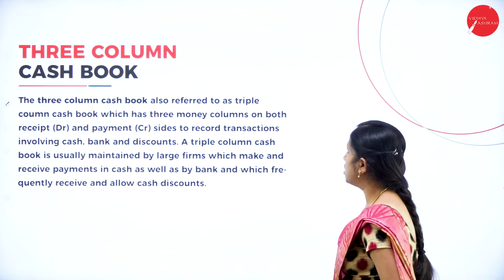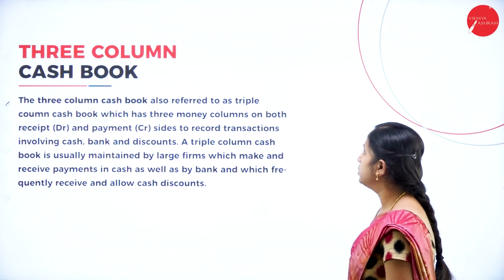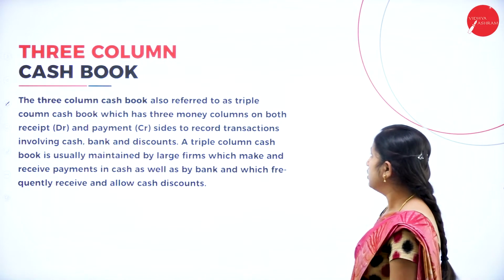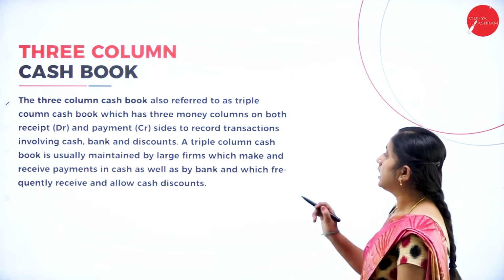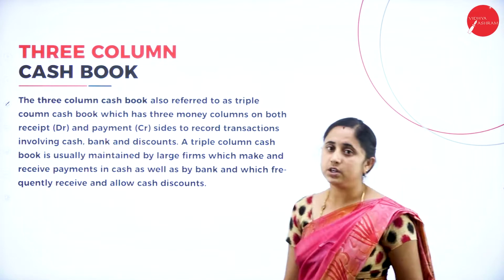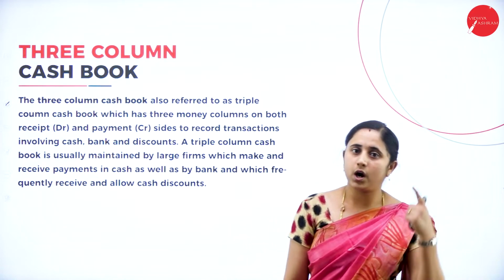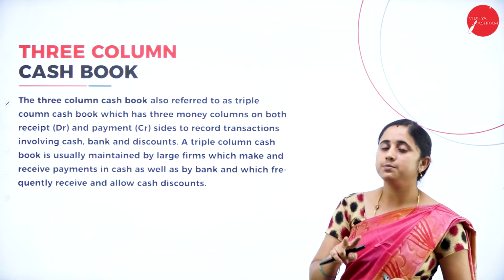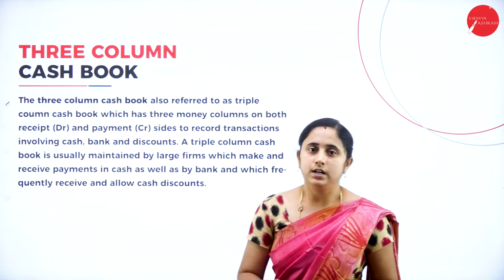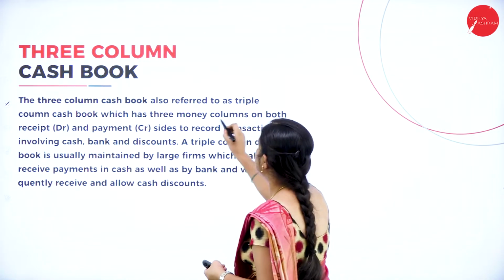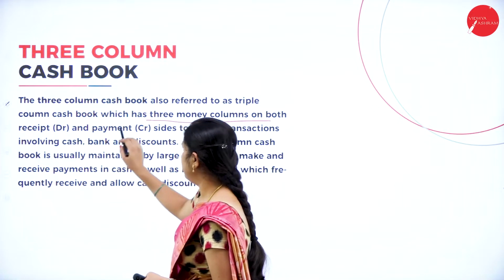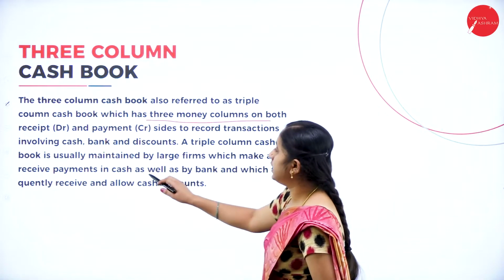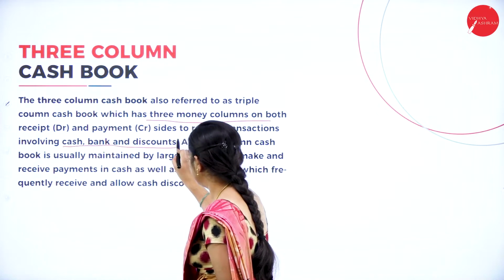Three column cash book is also referred to as triple column cash book, which has three money columns on both the receipt and payment side to record transactions involving cash, bank and discounts. In the single column cash book, we have only one column for amount, that is cash. In double column cash book, we have two columns, one for cash and another for discount. In three column cash book, we have three money columns on both sides, debit and credit, that is receipts and payment side, to record transactions involving cash, bank and discount.